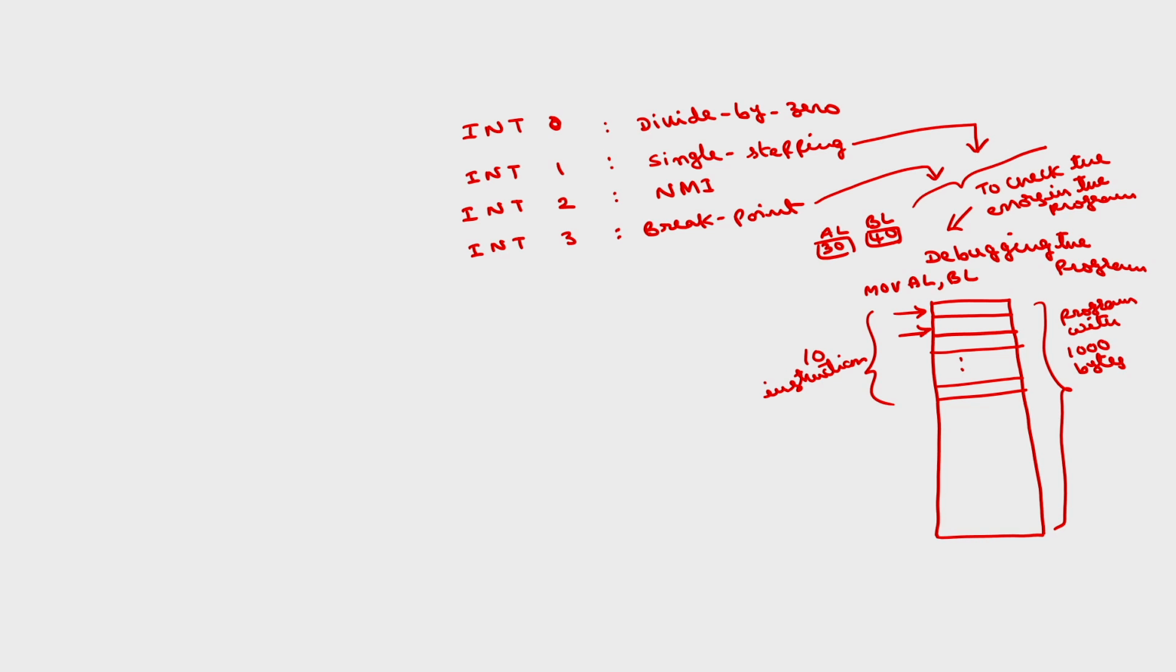Then I will check the contents of all the registers. If the contents of all the registers are fine, it means the 10 instructions are correct. Otherwise there is a mistake in one of these 10 instructions. It is easier to debug 10 instructions rather than 1000 instructions. If this is correct, then I will move to another 10 instructions. Like that, the 1000 bytes will be executed in 100 steps.